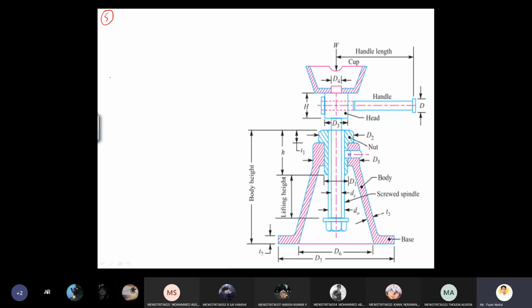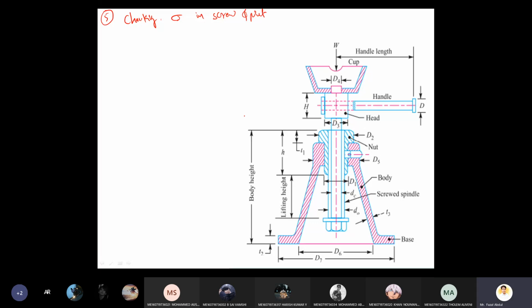Fifth point I'm calculating now. Now fifth point, checking. So what we are checking here is the stresses in a screw and a nut.